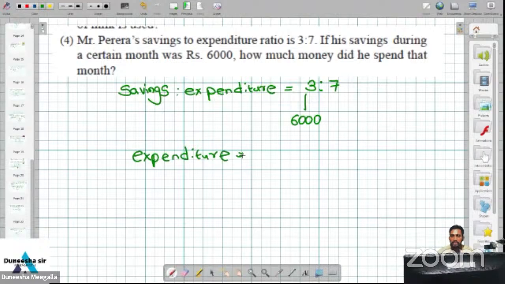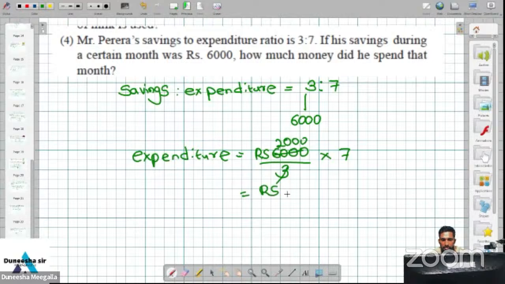How do we find it? 6,000 divided by which one? 3. Multiply by 7. Then it's 2,000. Multiply by 7. It's 14,000. Okay, then all of you gave the correct answers.